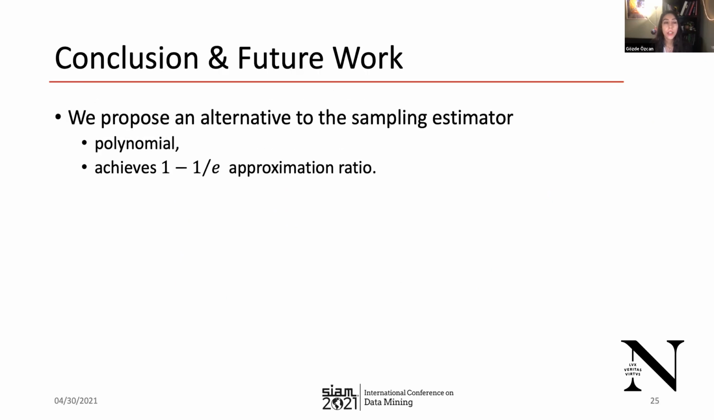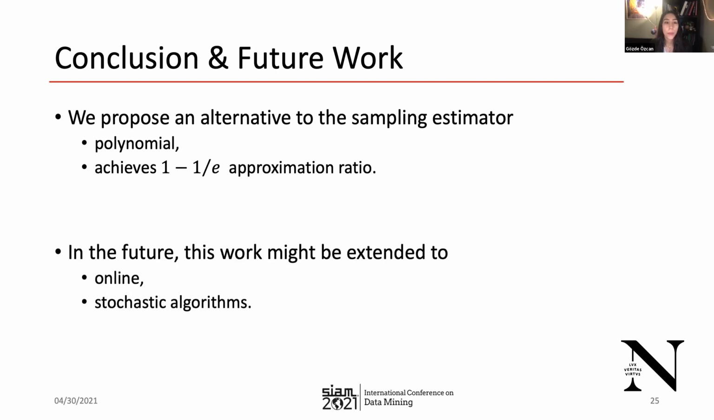In conclusion, we propose an alternative to the sampling estimator which is polynomial and achieves a 1-1/e approximation ratio. In the future, this work might be extended to online and stochastic algorithms.